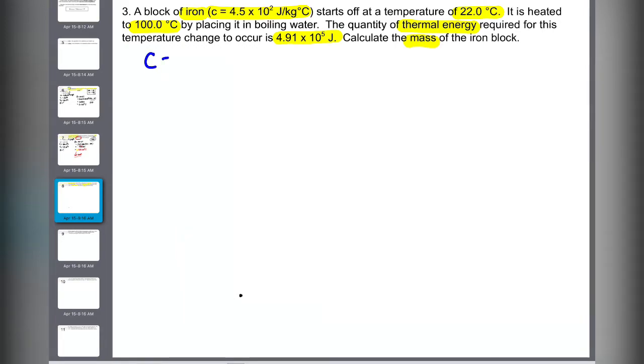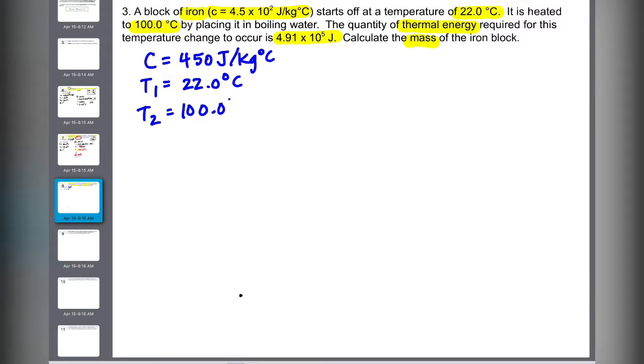Okay, so it tells me iron has 450 joules per kilogram degree Celsius. The initial temperature is 22, so that's my T1. It's heated to 100 by placing it in the boiling water. So they dumped it in water, they keep boiling it, so the water and the iron now have the same temperature at 100, and they tell you the heat is 4.91 times 10 to the 5. They would like you to calculate mass.